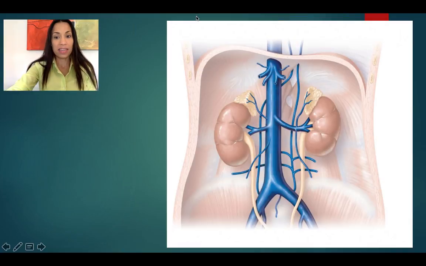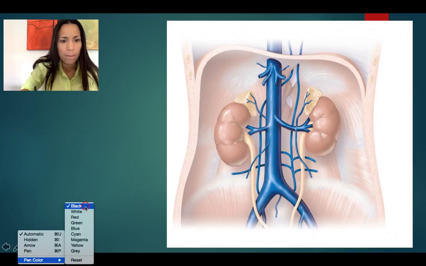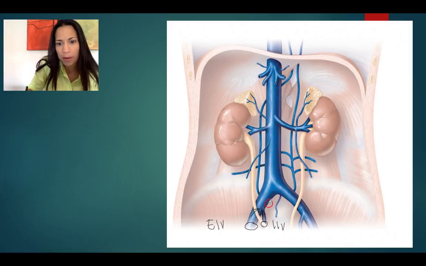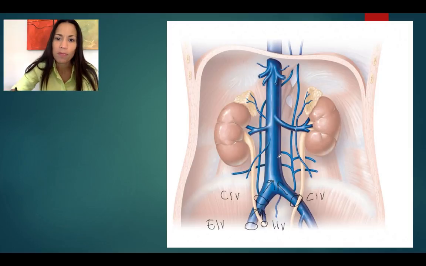Now the inferior vena cava, here we can see one more. Okay, this is which one? External iliac vein. Which one is this one? Internal iliac vein. They merge together. This is the direction of the blood flow. They merge together and form the common iliac vein. And this common iliac vein, with the one on the left side, they merge together to form the inferior vena cava.